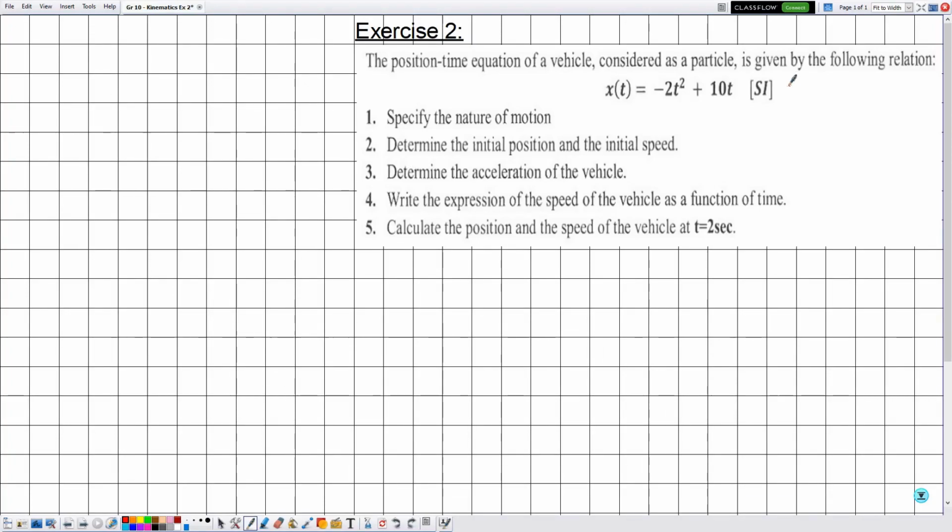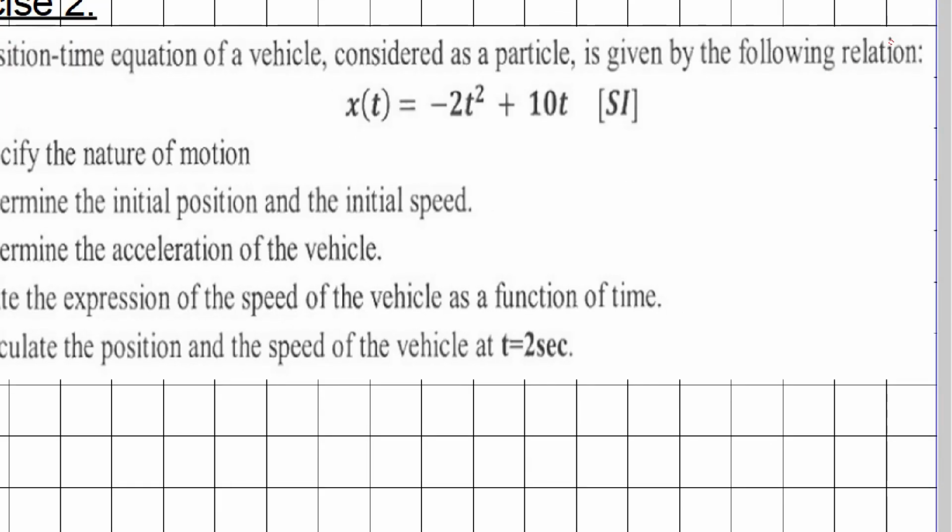In this one we are going to solve an exercise related to mechanics and the chapters of kinematics for grade 10 students. So exercise number 2: the position time equation of a vehicle considered as a particle is given by the following relation. We have the position expressed as a function of time, and notice that everything is expressed in the SI, so the position is expressed in meters, whereas the time is expressed in seconds.